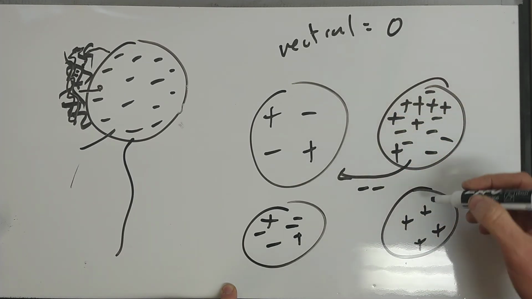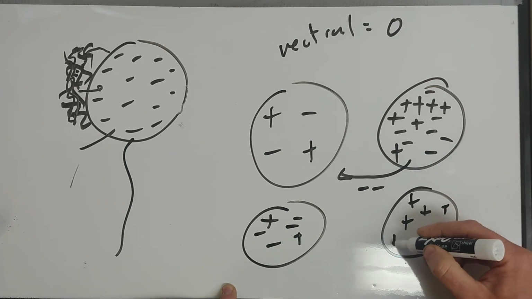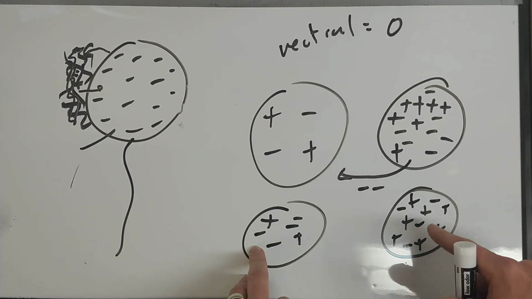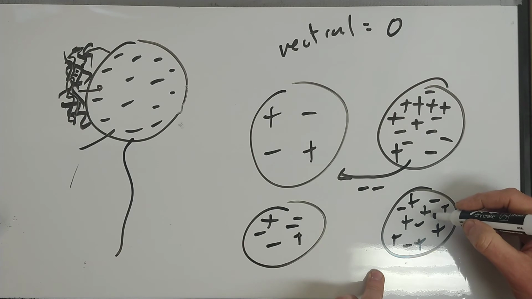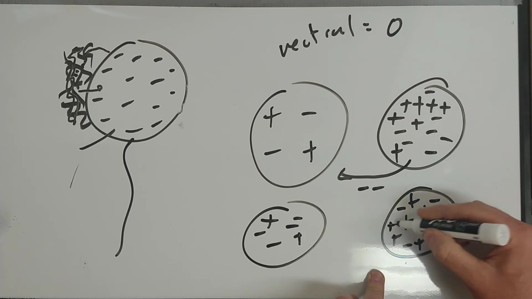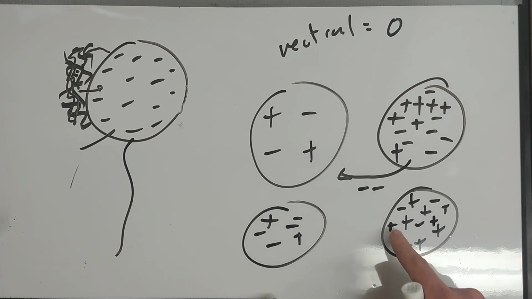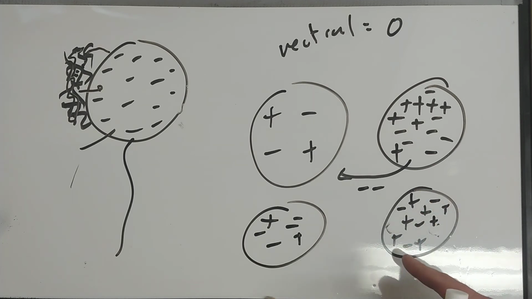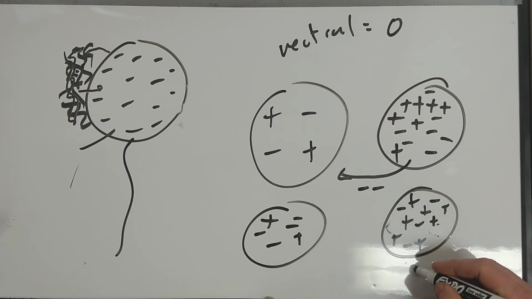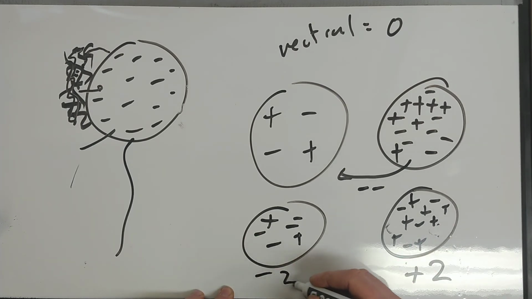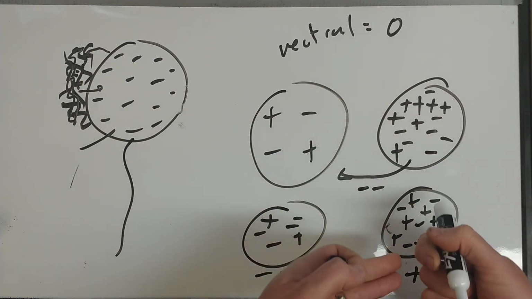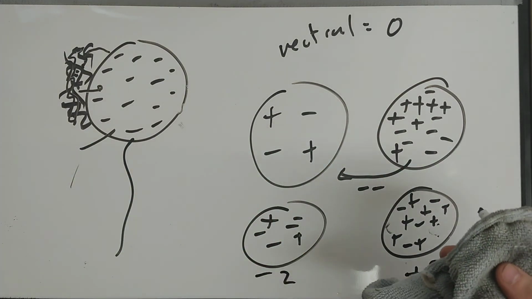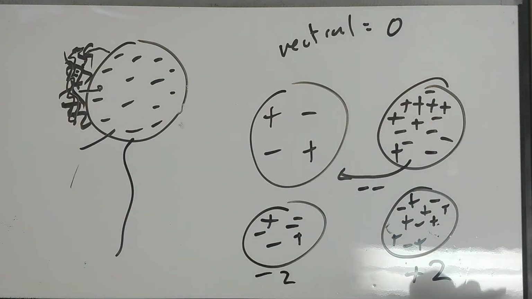1, 2, 3, 4, 5, 6. So this one has gained 2 electrons. This one's lost 2 electrons. This one losing 2 electrons has basically left us with 2 extra positives. We have 1, 2, 3, 4 electrons now over here. We have 1, 2, 3, 4, 5, 6. So this one's total charge now is positive 2. This one's charge is negative 2. And when something's neutral, we actually just leave it blank. We don't try to even out the charge like this.